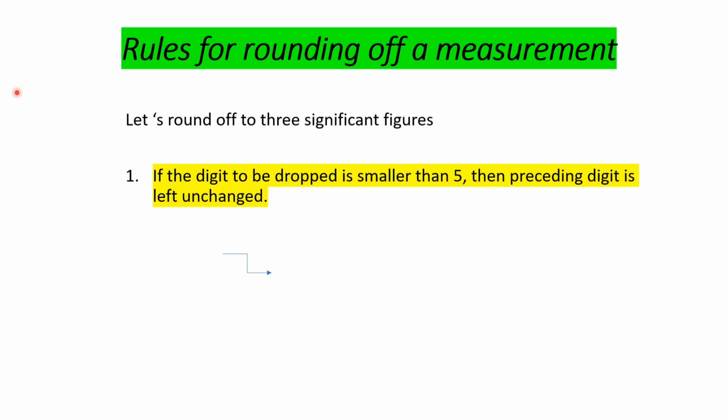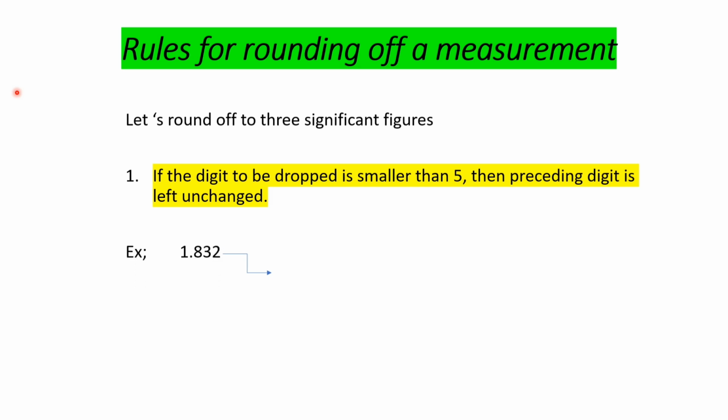So what is that? You need to drop one number. Because we need to round up to three significant figures, that means the fourth number is dropped. We need to remove that. If that number is smaller than 5, then the preceding digit, meaning the previous digit, is left unchanged. You have to keep that as it is. Let us see the example.